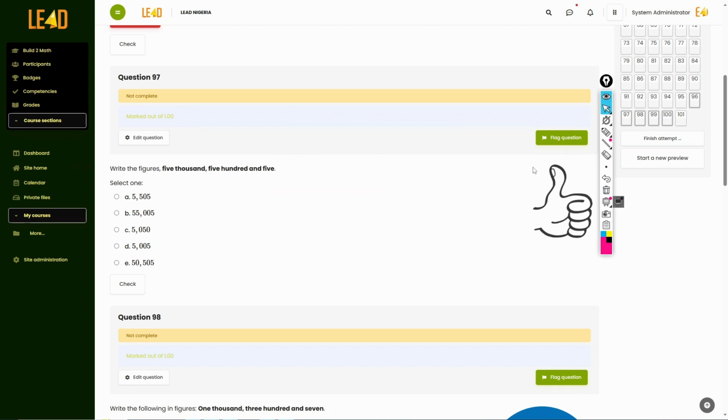Write in figures 5,505. So in the thousands place, we just have 5, right? So that's 5,000, and then we have 505. So 5,505. That's option A.